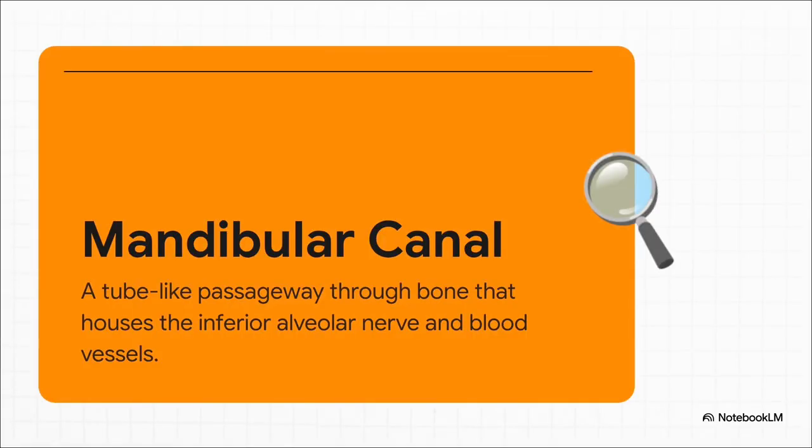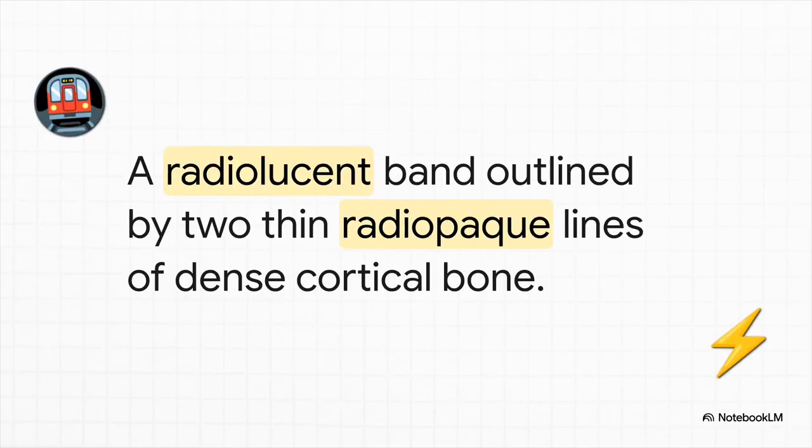All right, let's head down to the lower jaw, or the mandible. Running right through it is this super important structure called the mandibular canal. You can think of it as a protected tunnel that carries the main nerve and all the blood supply to your lower teeth. On an x-ray, you'll see this canal as a dark band. But if you look really close, you can often spot two very thin, bright white lines running alongside it. That's the dense bone that makes up the walls of the tunnel. Knowing exactly where this is located is absolutely critical for a dentist planning any work on the lower jaw.